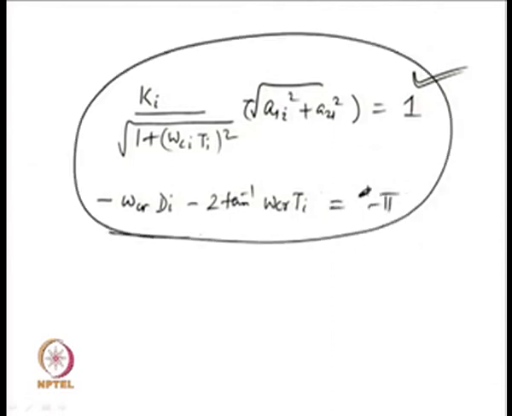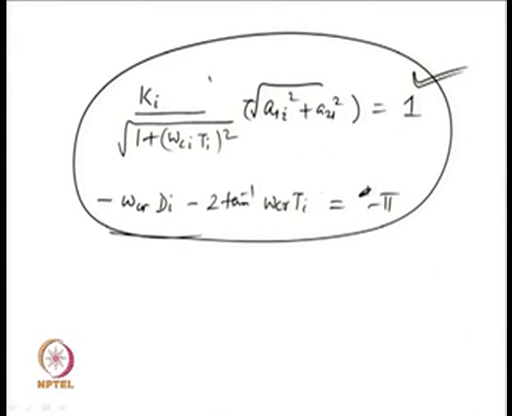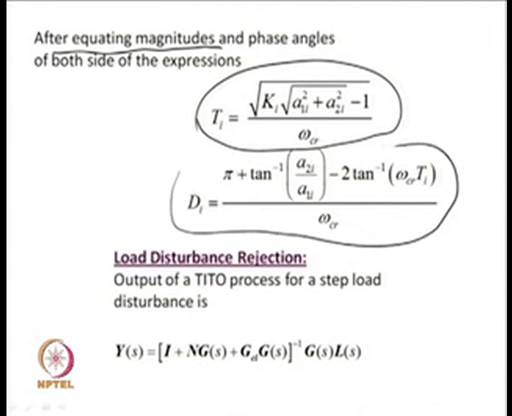So, using these two expressions, when the first two are solved, one obviously gets t_I is equal to root of k_I times root of a_1I square plus a_2I square minus 1, upon omega c r, and d_I is equal to pi plus tan inverse a_2I upon a_1I minus 2 tan inverse omega c r t_I, upon omega c r. So, this is how you get the final, explicit expressions for the unknowns associated with the transfer function models.